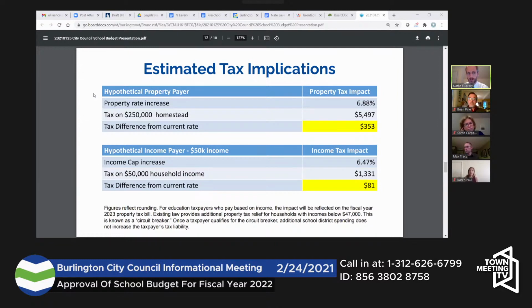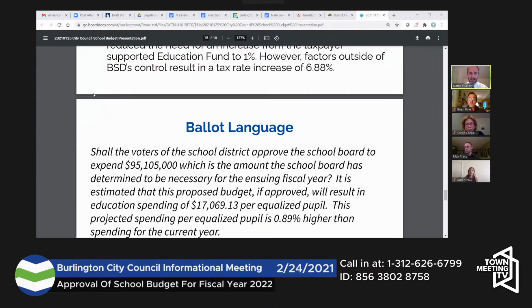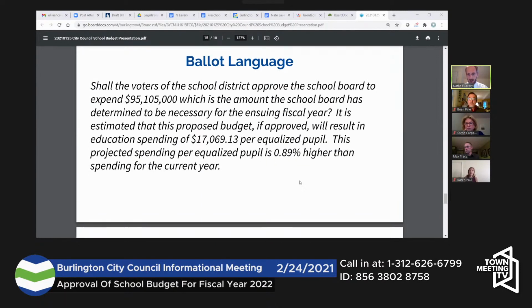But as usual, those numbers are not finalized until the legislative session ends. So that's the school budget in a nutshell. This presentation does contain the ballot language, which will appear on the ballot and references the $95 million budget, and also reflects the fact that on a per pupil, equalized pupil basis, our spending is actually growing by less than 1%. So that is our presentation for tonight.